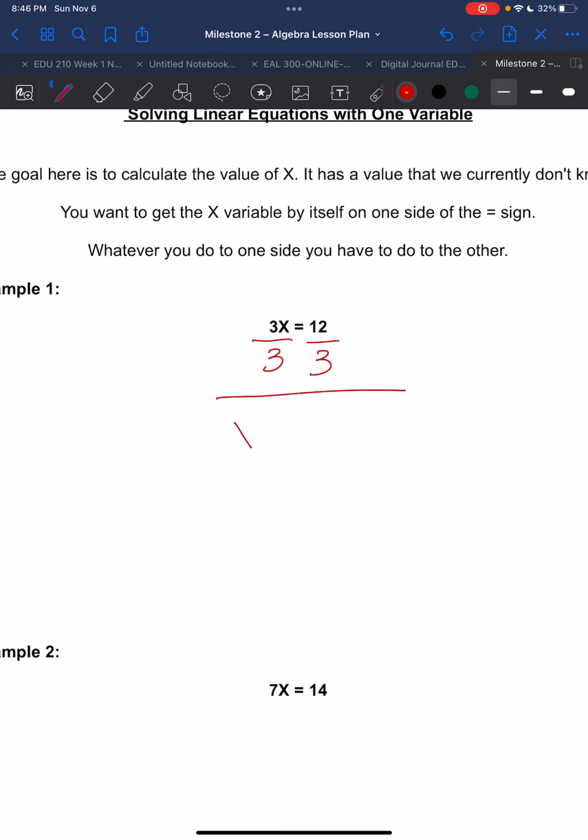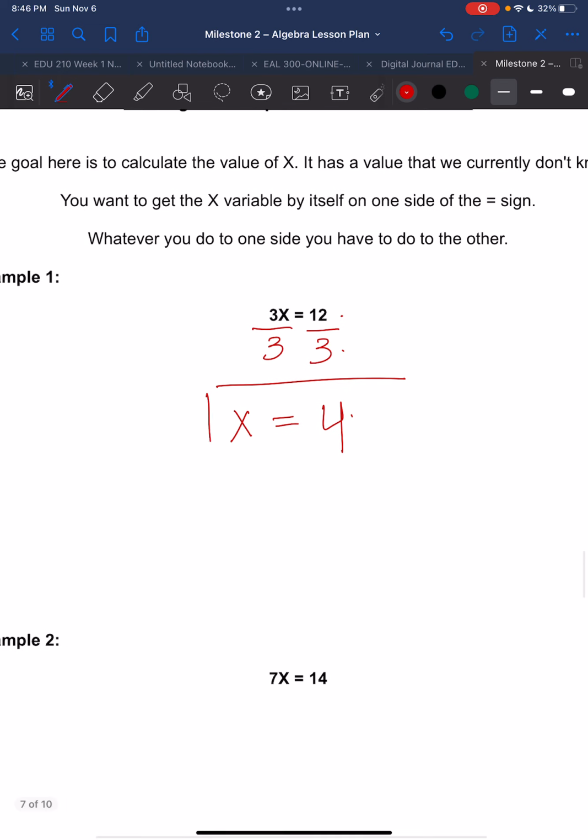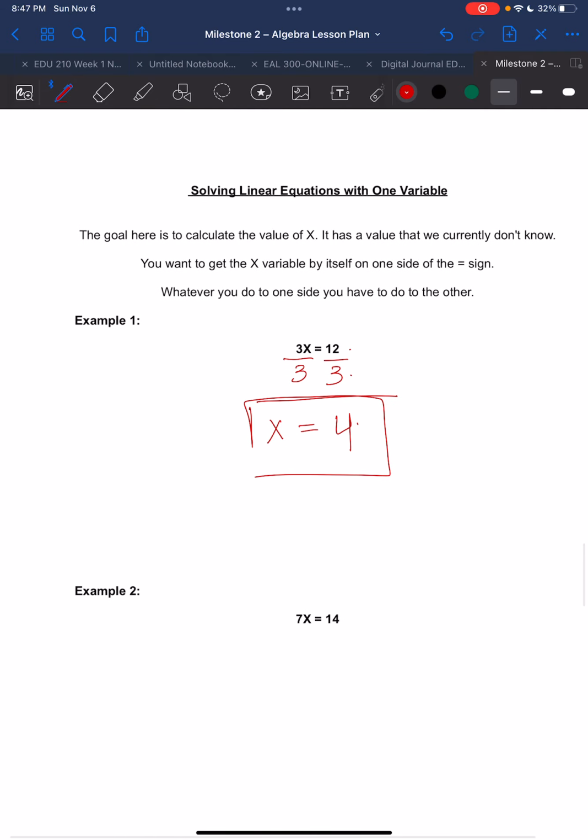And I now get x equals, now I have to figure out what 12 divided by 3 is. We know that that is 4, because 3 times 4 equals 12. My answer here is 4. Now this problem I can also go ahead and check by plugging in my x. For this one, I will do 3 times 4 is equal to 12. 3 times 4 does in fact equal 12. Therefore, I know that my answer is correct.